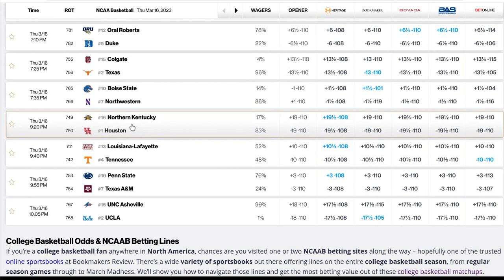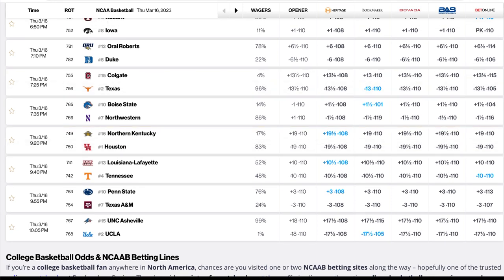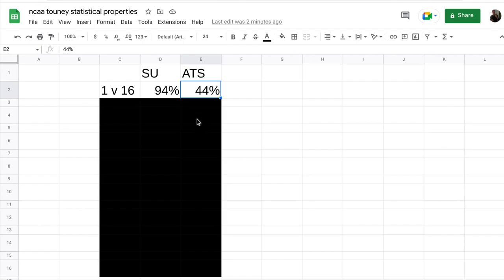This is the NCAA tournament, and that's why this is so difficult to handicap, because you're getting the absolute best out of these teams. There's no pressure on Northern Kentucky. There's no pressure on Howard, so they can play loose. There is a ton of pressure and a ton of expectations on these number 1 seeds. So from a statistical property perspective, if you were going to force me to make a play, the 16 seed to cover would be a very good play.